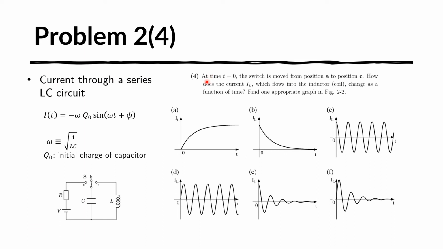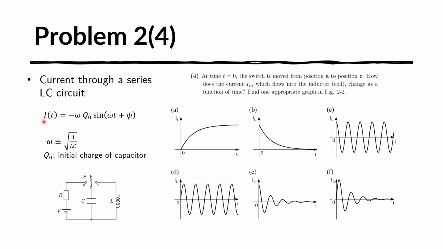Question 4. At time t equals 0, the switch is moved from position A to position C. How does the current I sub L, which flows into the inductor coil, change as a function of time? Find one appropriate graph in figure 2-2.